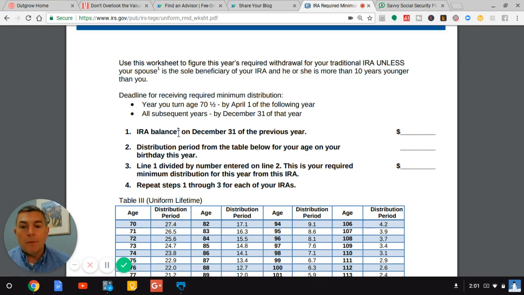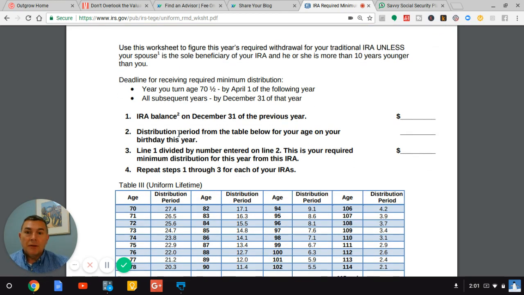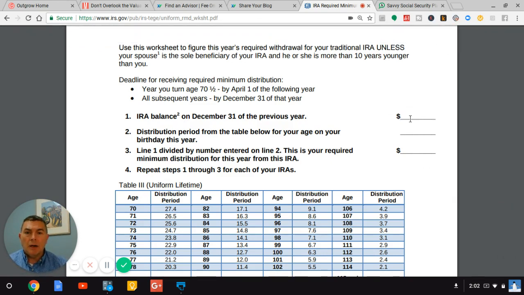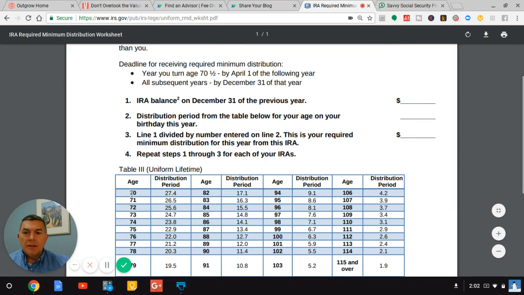So let's give an example. You take your balance from December 31st of the previous year. I'm just saying I have $100,000 in my IRA. Then you find the distribution period from the table below for your age on the birthday of this year. My age is 70, so my distribution period is 27.4. I take 100,000 right here, I put 27.4, and then I divide 100,000 by 27.4.